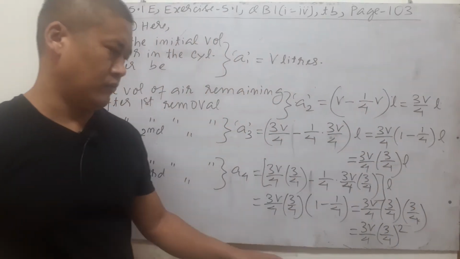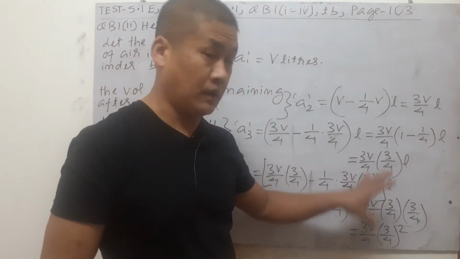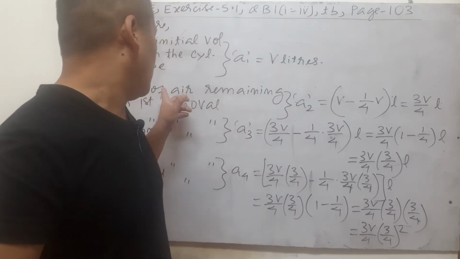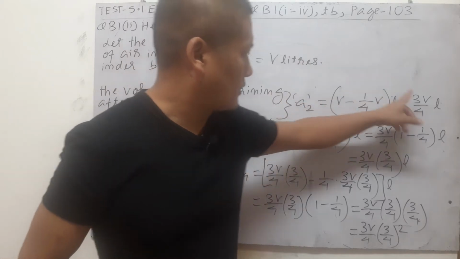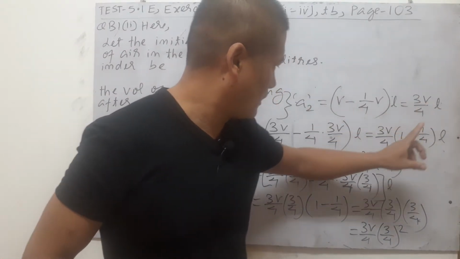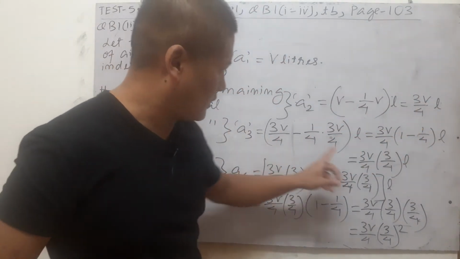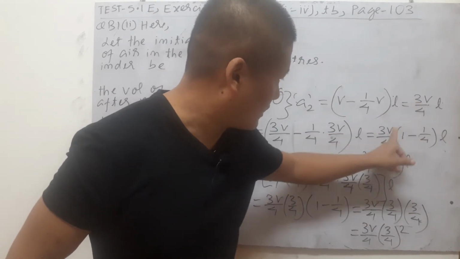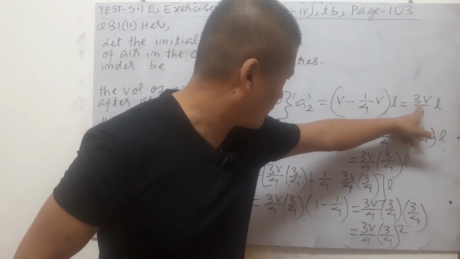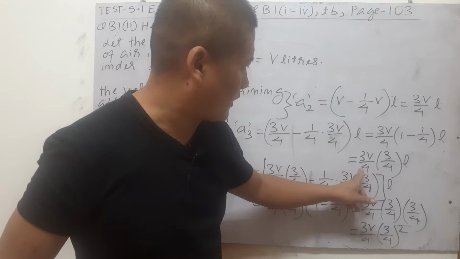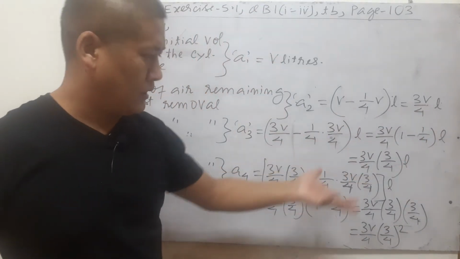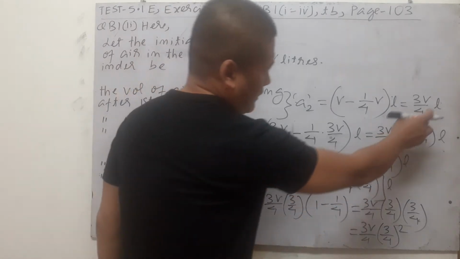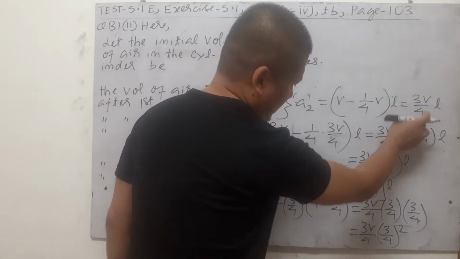So what we're trying to do is keep them in a form that is comparable. The volume of air remaining after the first removal is V, after the second it is 3V by 4 liter. After the third removal, the factor 3V by 4 is there again, multiplied by an extra 3 by 4. So clearly these two are comparable. Then 3V by 4 is the comparing point.